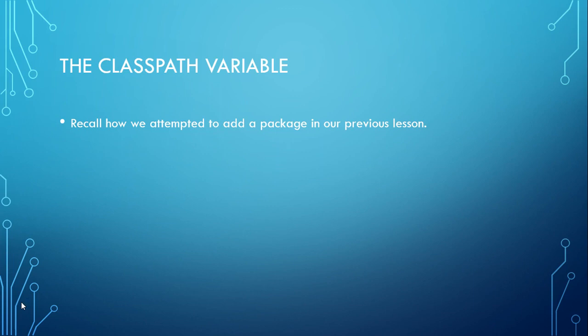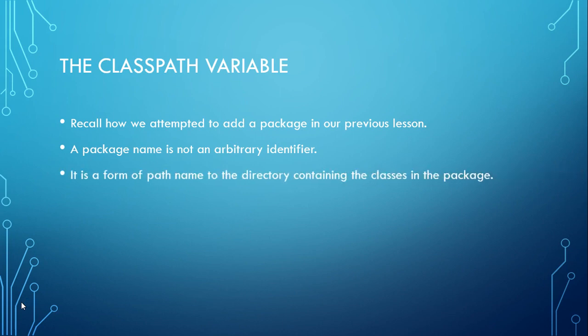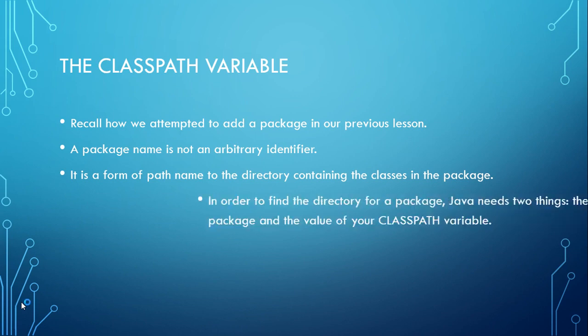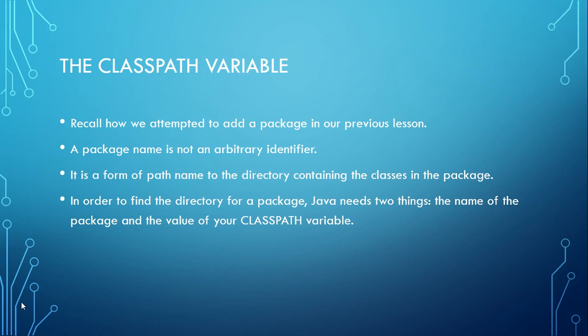Now, if you recall, we attempted to add a package in our previous lesson. Opened up Eclipse, I made a couple demos just to show you how to make a package. Now, a package name is not an arbitrary identifier. Instead, it is a form of path name to the directory contained in the classes within that package. So in order to find the directory of a package, Java needs two things. It needs the name of the package, which is pretty self-explanatory, and the value of class path variable.